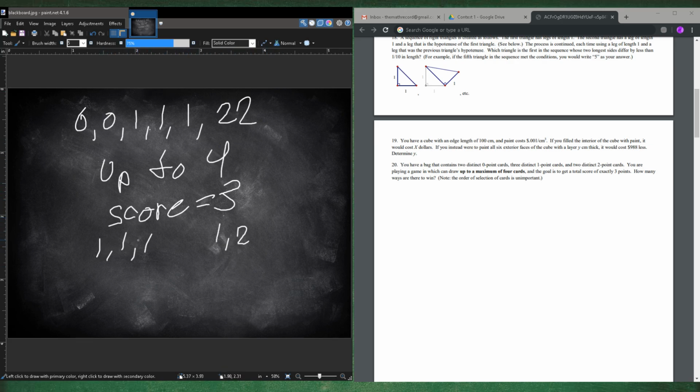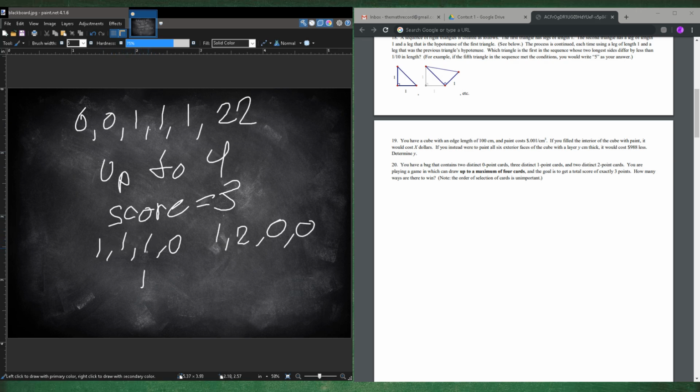Since there are zeros, we can add them, since it's only up to 4 cards. We have 2 zeros, so there are 2 possibilities here, and this can have up to 2 more zeros. So how many ways can we get just these triple ones? Well, there's only one way because you have to get all 3 cards. You can't have just 2 of the 3, it doesn't make sense. So if you only get 3 cards, you have to get all these 3.